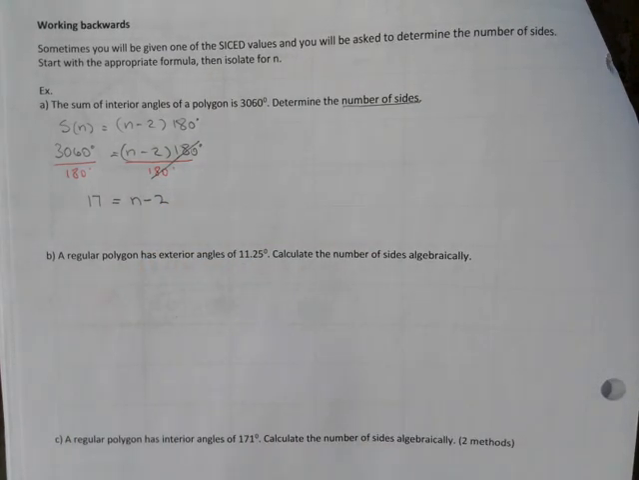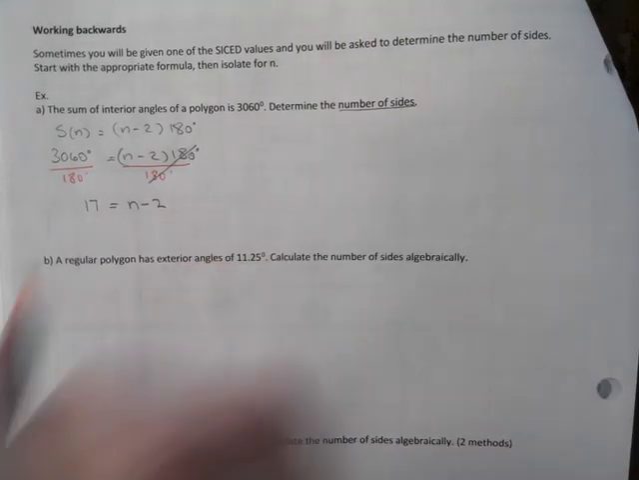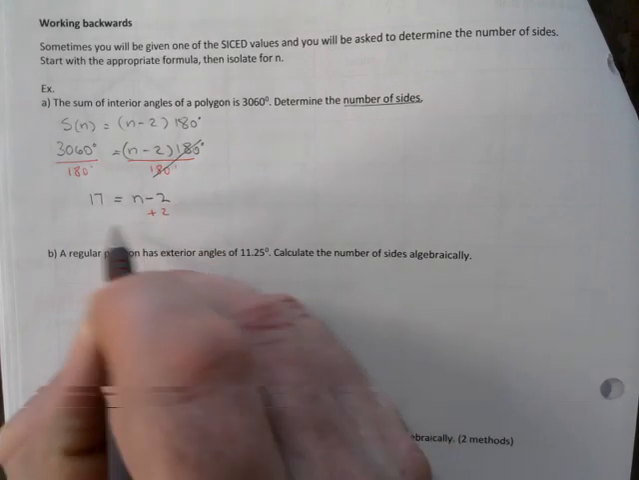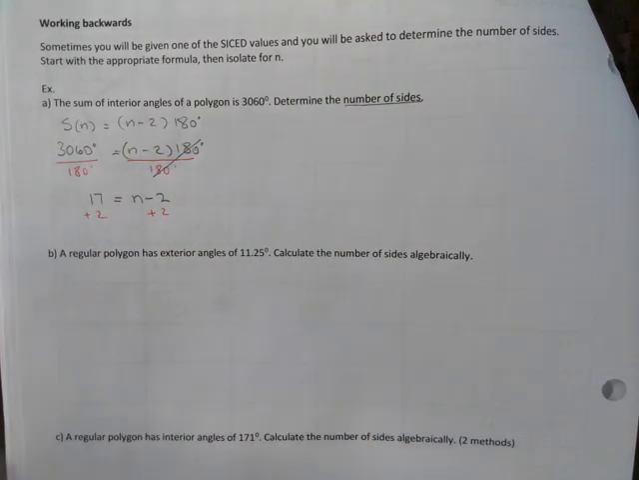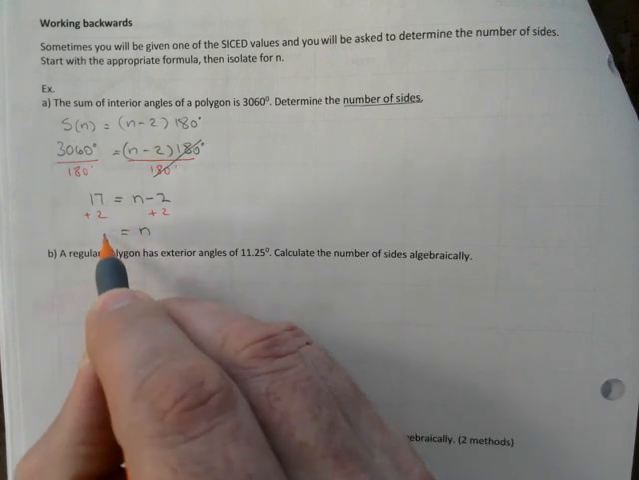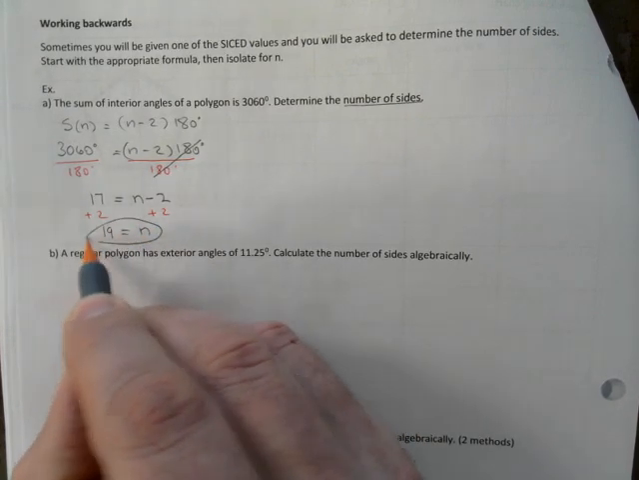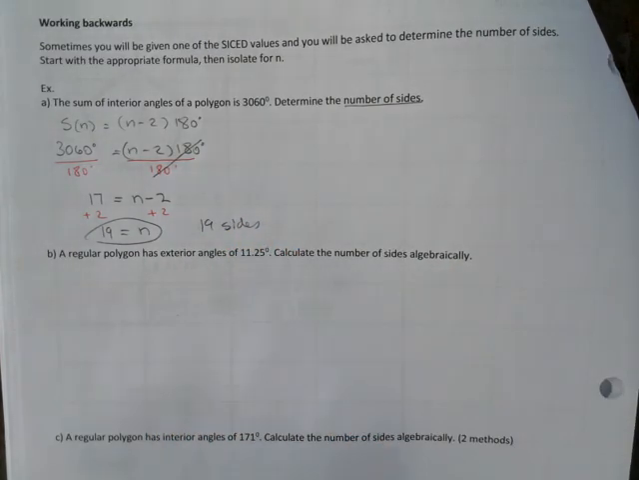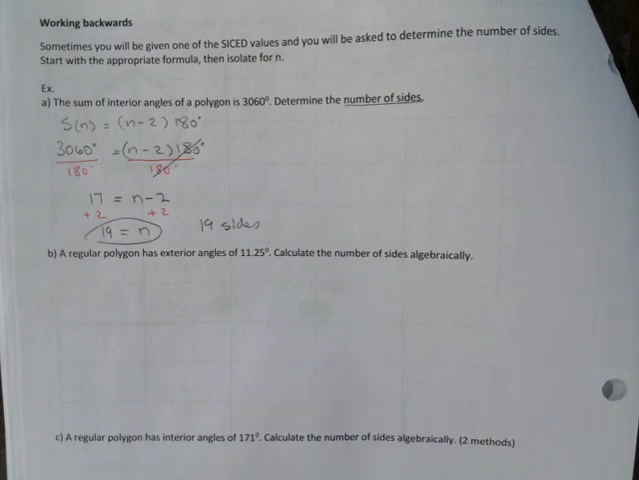Don't do plug-in, and some students just try numbers until it works. You have to show me the algebra for these types. And so then I would either bring the two over, or a lot of you prefer this method. Nothing wrong with it. That's actually what's happening. Okay. So 19 sides. Boom. Done. Probably one of the easier ones.